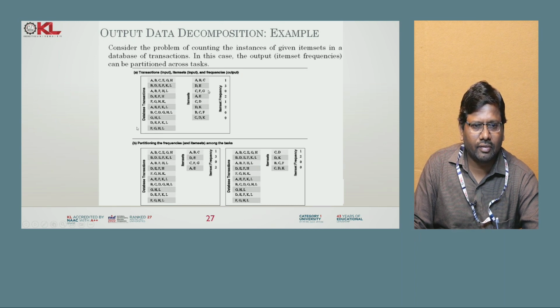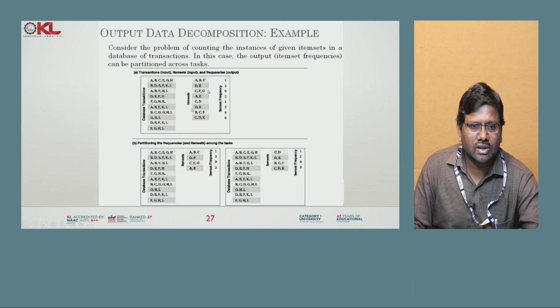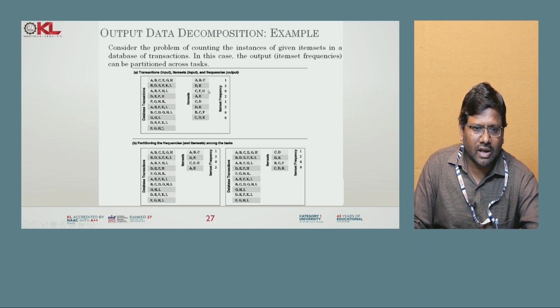Next, see an example of output data decomposition. We are given a database of transactions and the frequencies of the terms. Consider the problem of counting the instances of given item sets in a database of transactions. These are the number of transactions being carried out, the input item sets, and their frequencies.